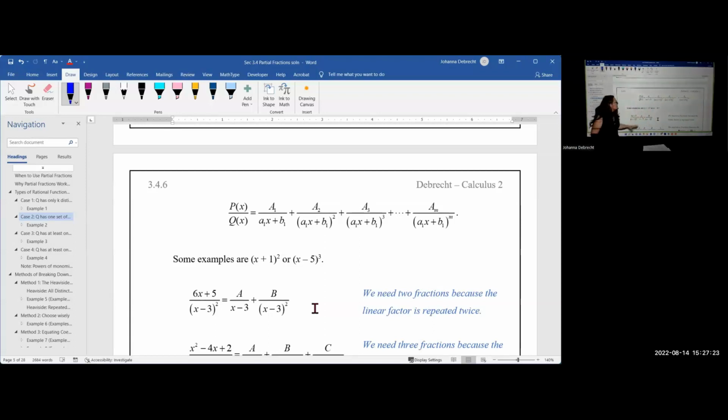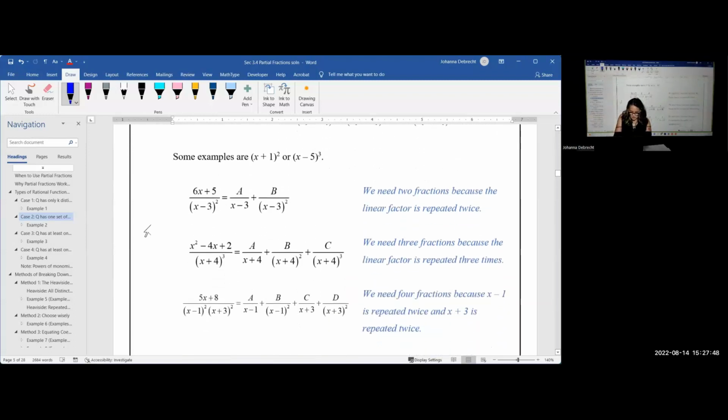Why constant? Because these are linear factors. The factor itself is degree 1, so the numerators have to be degree 0. Not the degree of the whole denominator, the degree of just the factor, right? Which is the a1x plus b1. So this sounds kind of crazy. So let's take a look at a couple different examples that I've got written out here.